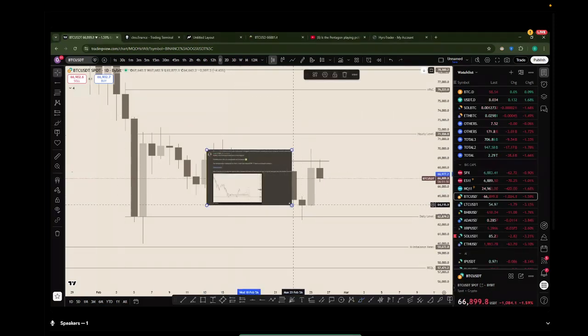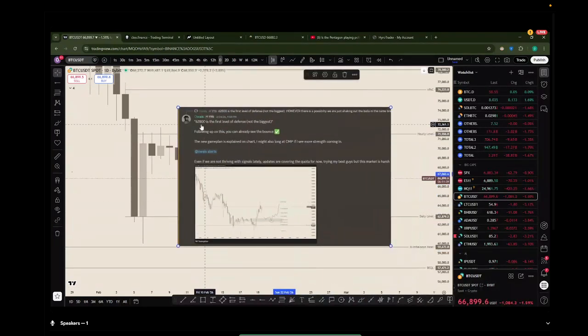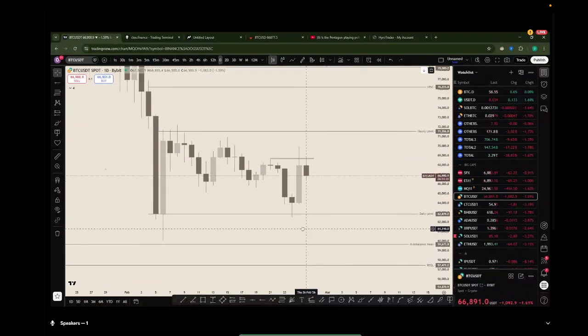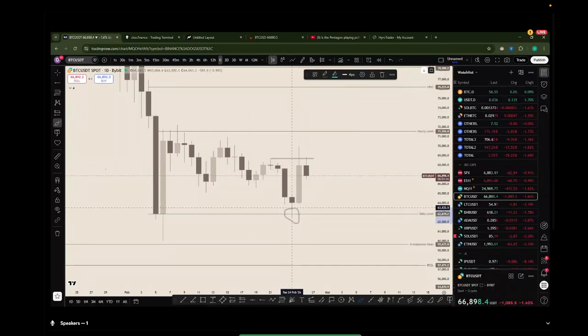What do I say in this? 62,800 is the last level of the defense, the first level of the defense. Not the biggest, of course. It was not the biggest defense level, but it was somewhat something. And you can see that was basically your bottom.